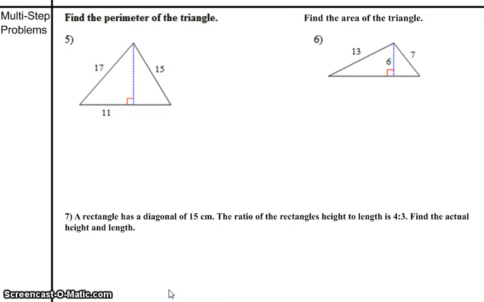We'll only do 3 problems here, just to get an idea of what kinds of challenge Pythagorean problems we could see, but of course there are many more. So let's get started with number 5. Number 5 asks us to find the perimeter of the triangle.